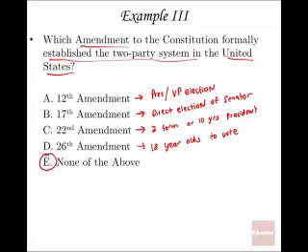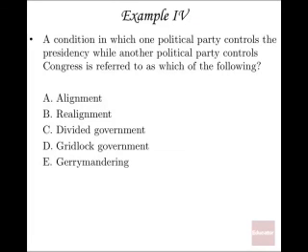organize in a competition. And the final example, a condition in which one political party controls the presidency while another political party controls Congress is referred to as which of the following? So is it alignment? No, it's not. Is it realignment? Realignment would be when one political party takes over from control after a long period of time, a realigning election, so to speak. That's not it. Divided government, that is the correct answer.